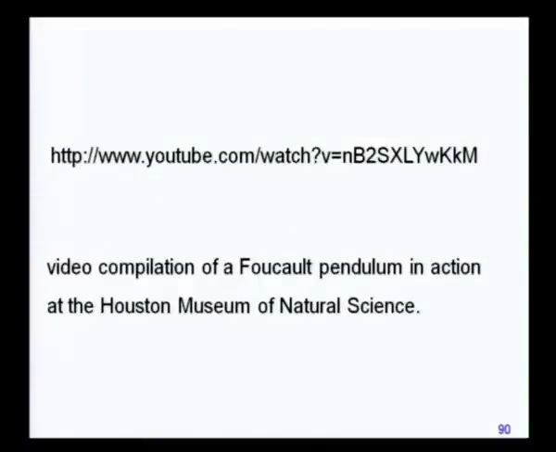and you can watch some of these things on YouTube. There are several Foucault pendulums which you can watch on YouTube. There is a very nice one at the Houston Museum of Natural Sciences. So, if you just Google this, you will get it. You do not have to write down the link, but if you Google it, you will easily get it. Just look for the Houston Museum Natural Science Foucault pendulum. Okay.